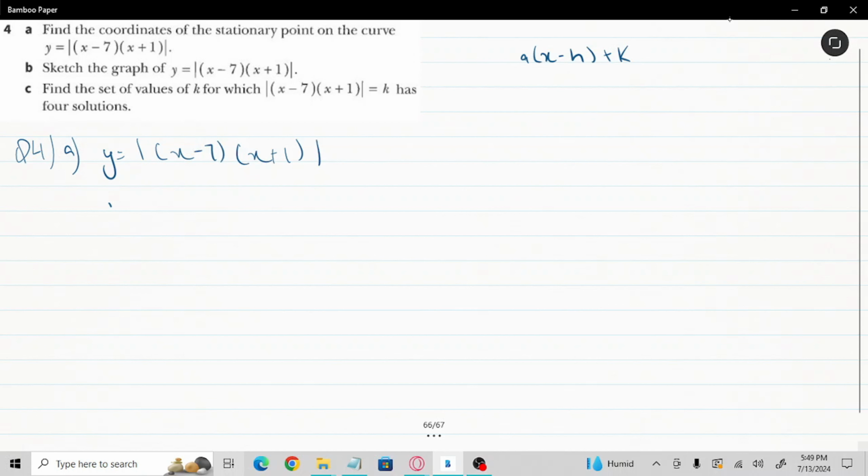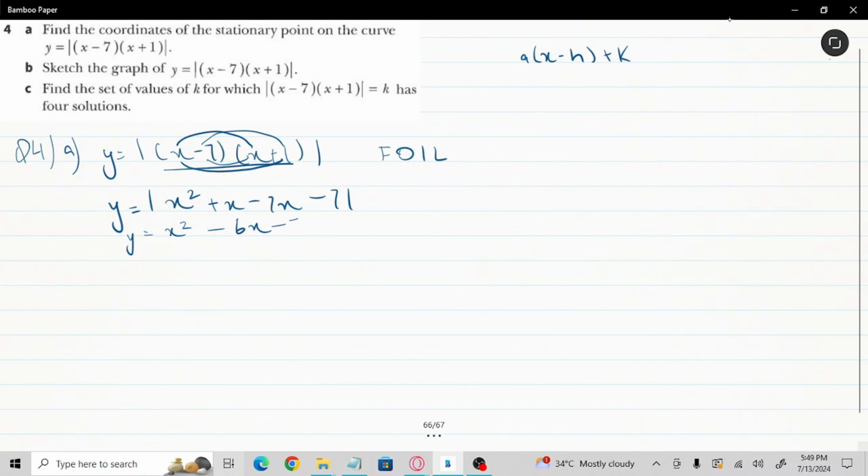So what we're going to do first of all is expand this to make this a quadratic equation, (x minus 7)(x plus 1). I'm going to use the FOIL method for now. For the FOIL method, we take the first, x multiplied by x is x squared. Outer, plus 1 multiplied by x is x. Inner, minus 7x, and last, minus 7, in the modulus. So y is equal to x squared minus 6x minus 7 in a modulus.